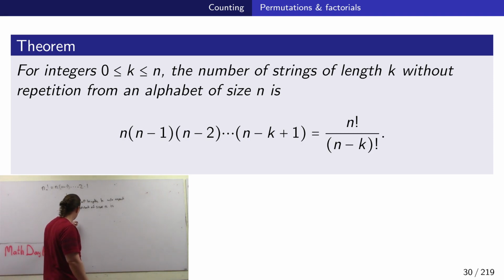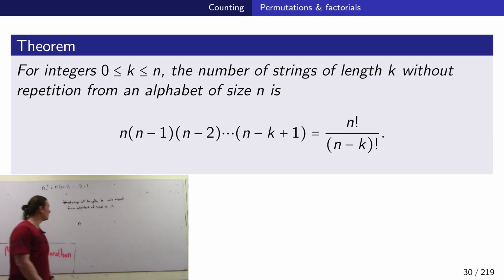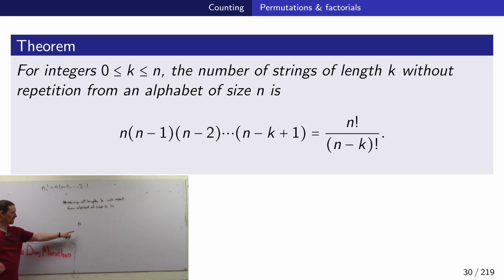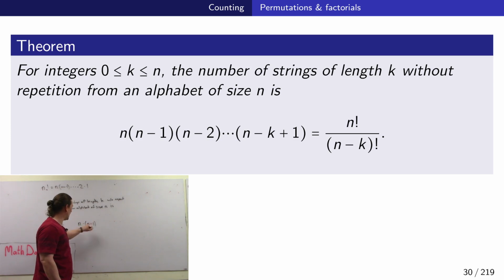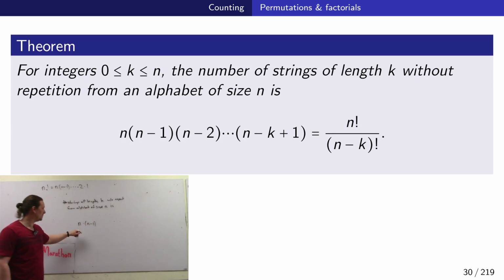What is it? Well, the first character in my length k string has n options from my alphabet. I can select anything for it, right? For the next one, I have n minus 1 options. I can't repeat what has been previously used.